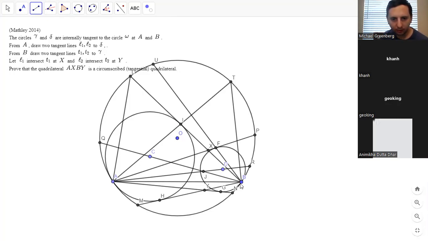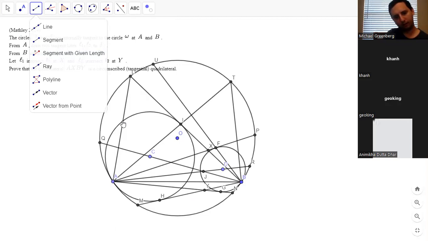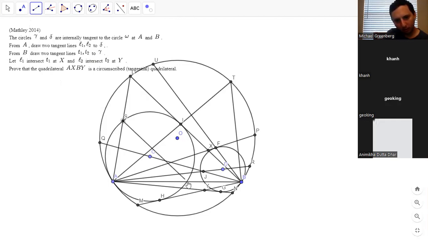So I'm still trying to understand. So homothety at A, it takes point I to point P. Oh, because they're tangent. So it's true by symmetry, because basically, I think I see it. Oh, it's Archimedes' lemma.